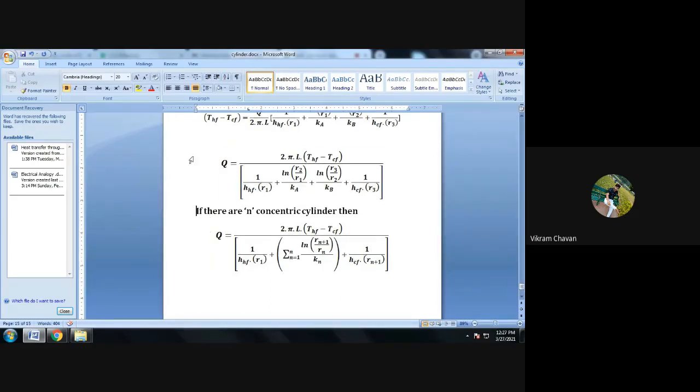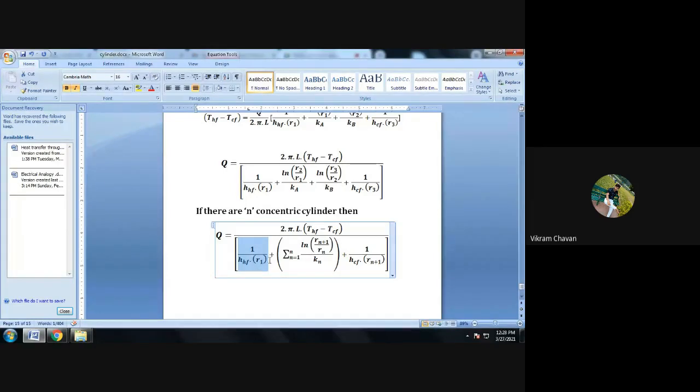So for two cylinders, the numerator side remains as it is, which is nothing but 2 pi L multiplied by the overall temperature difference, that is hot fluid temperature minus cold fluid temperature. Now in the denominator, the hot fluid is transferring heat to the internal surface. That part also remains as it is. So the first term remains as it is, 1 divided by h suffix hf multiplied by r1.